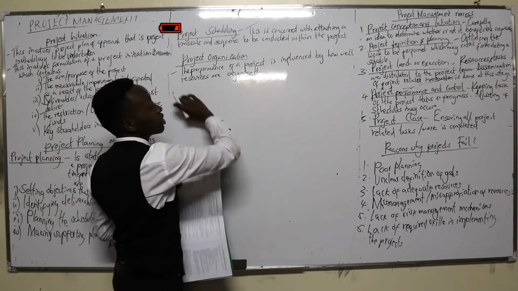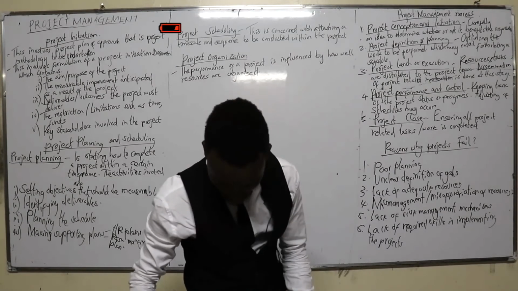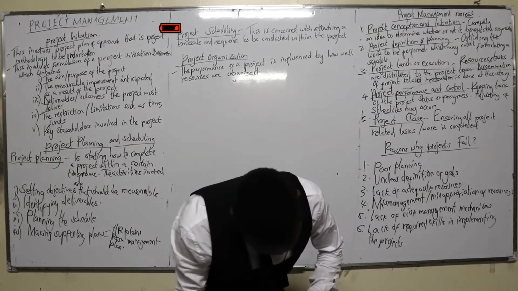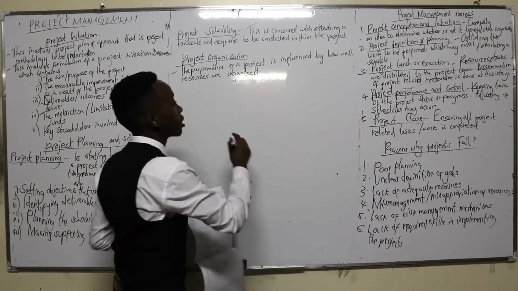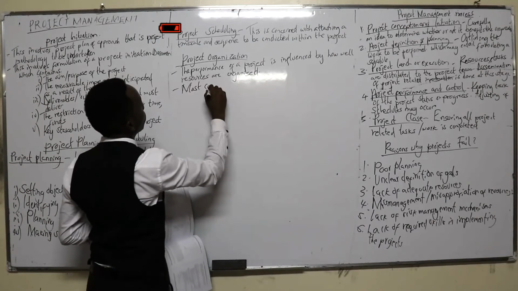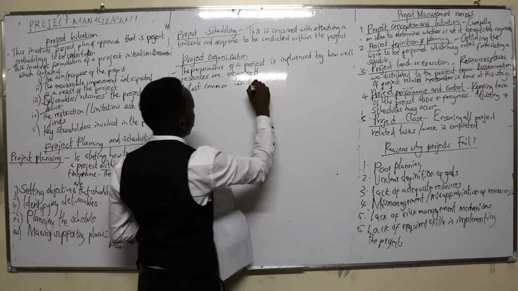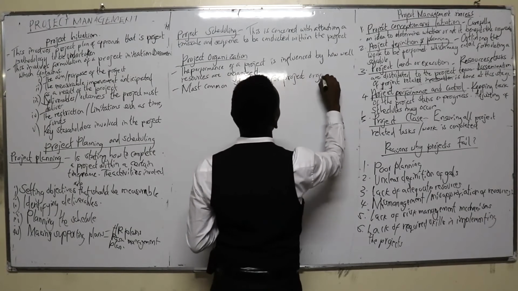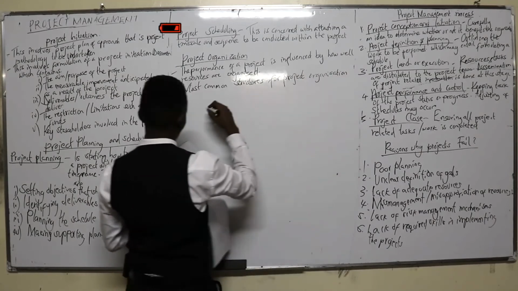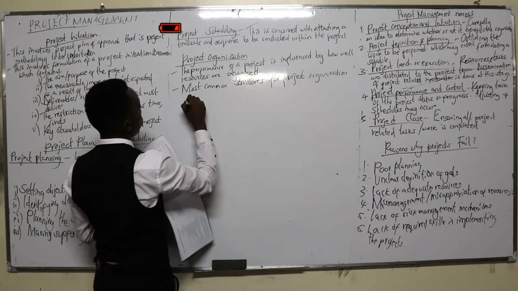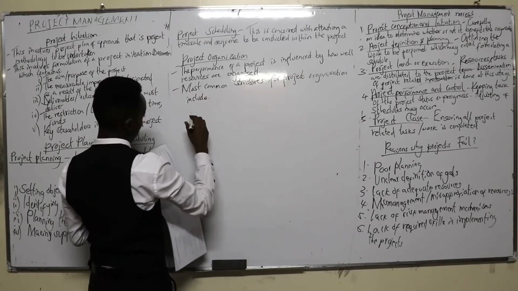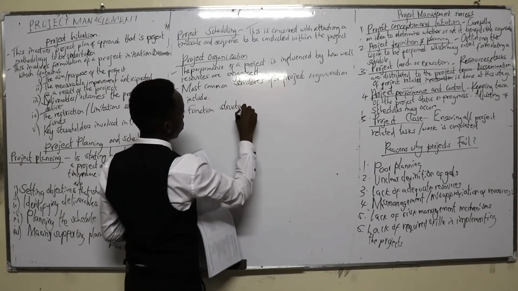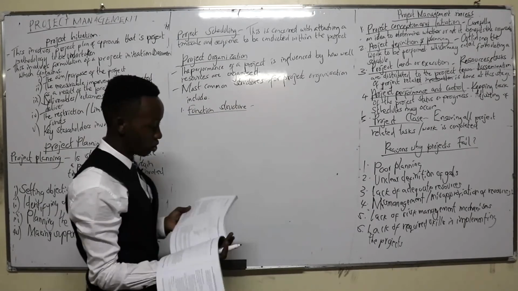Now what this means, this is the concept that I was bringing you back to, that we have to have certain organizational structures that we discussed even in the organizing function. So you can say most common structures for project organization include, one, the functional structure, where work is organized according to the functional activities.